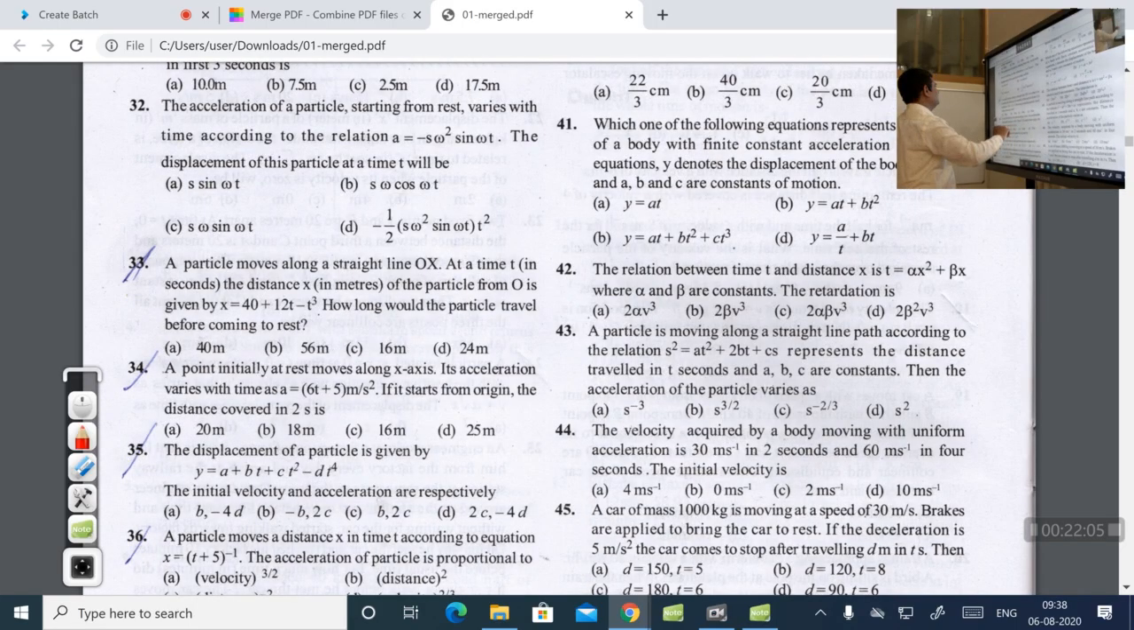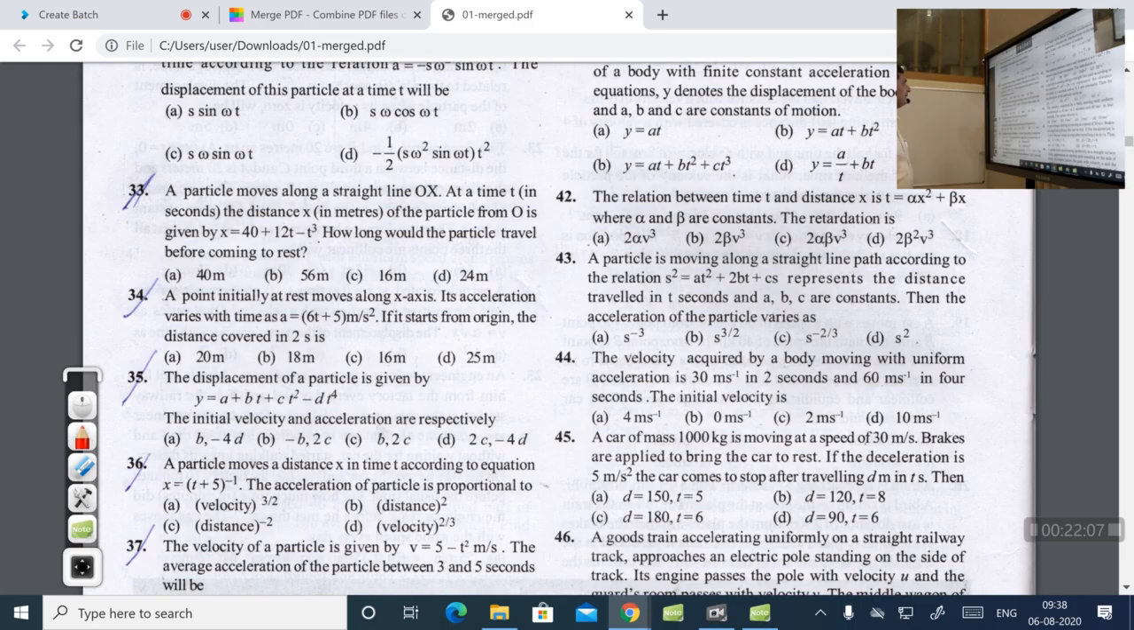Next, 33. A particle moves along a straight line OX, and at time t the distance x is given, that means position. How long would the particle travel before coming to rest? Okay, students, how long means they are asking time. Before coming to rest. Rest here means what, students? That means velocity is 0. Rest means its velocity is 0. So how much time does it take for the velocity to become 0?